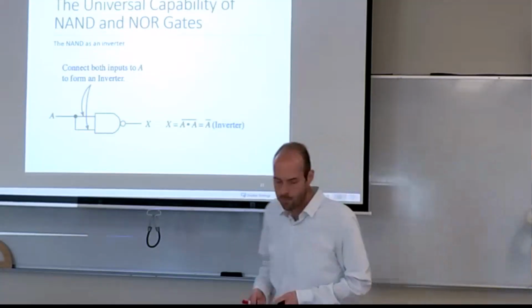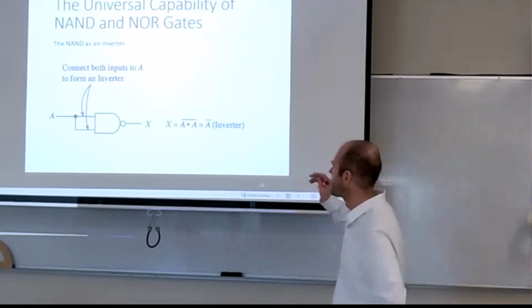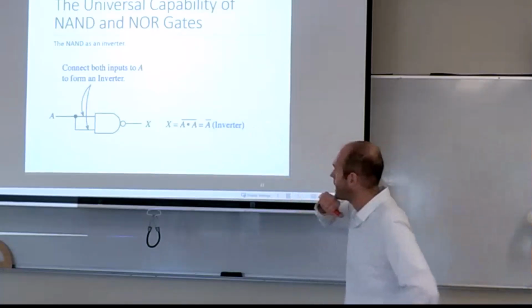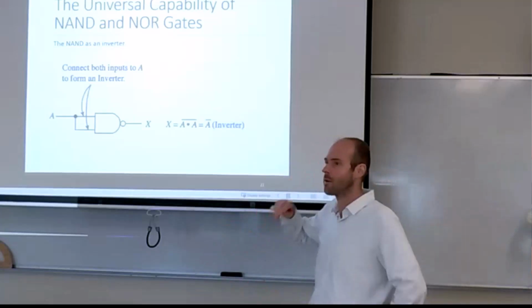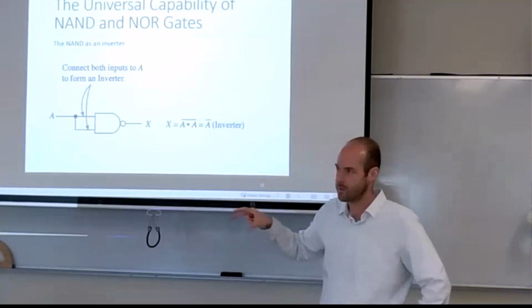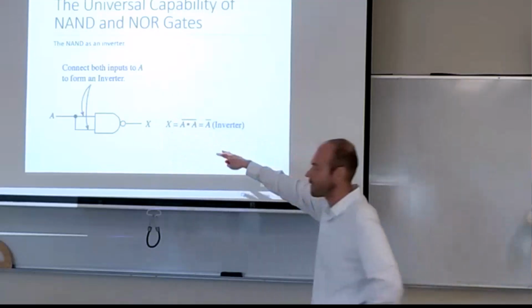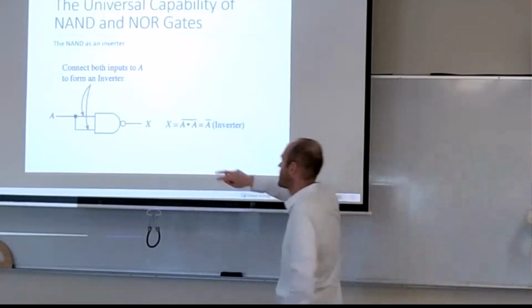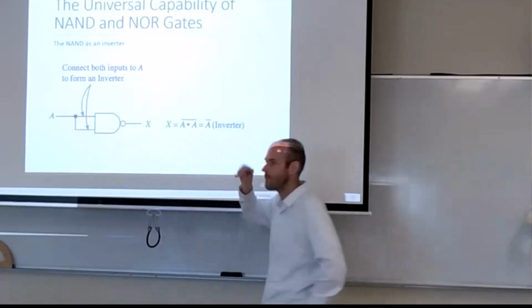Okay, so before we get into using that as an example, just some notes. NAND gates and NOR gates are considered universal gates because you can build all the other gates out of those. As an example, NAND can be used for an inverter. Just by tying the A inputs together, your NAND will now operate as an inverter.